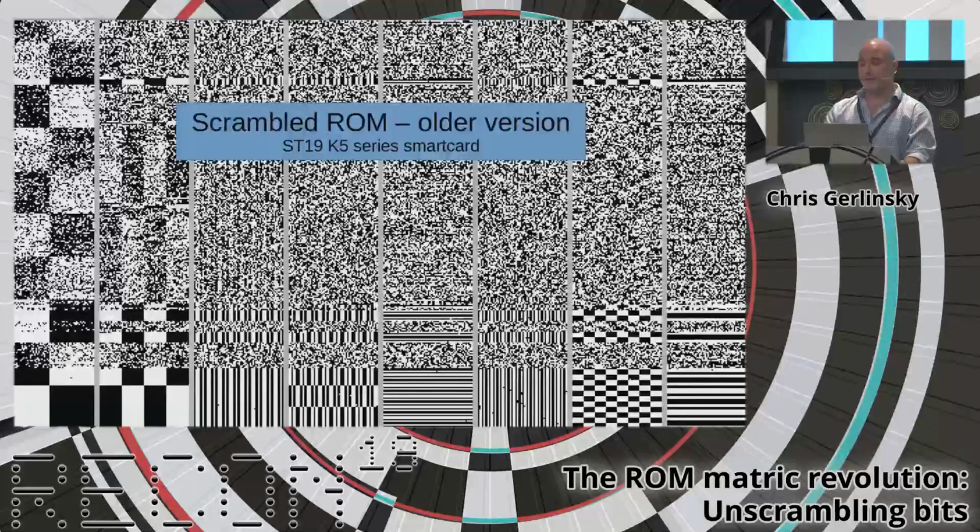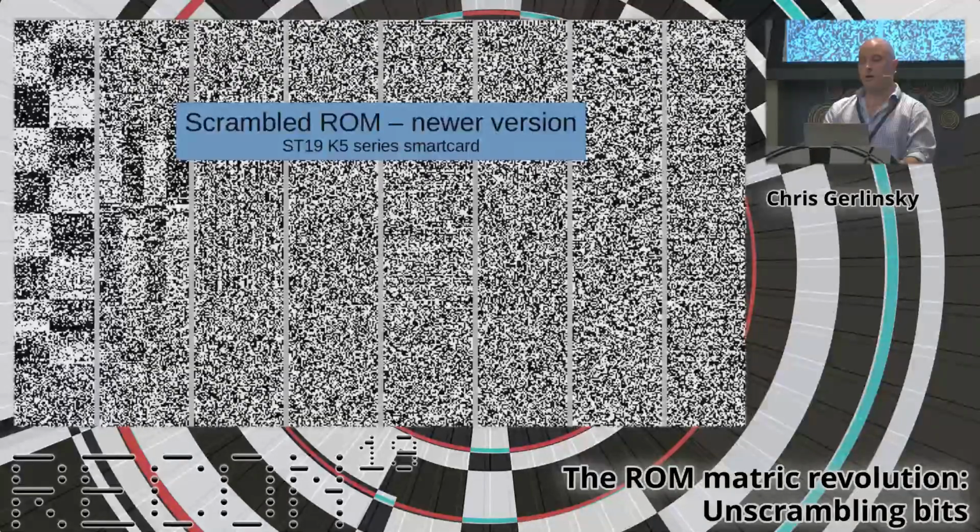There tends to be these sorts of visual patterns that'll show through, just because of the simplicity of the methods they're able to use for scrambling that, again, doesn't take any time for decryption and these sorts of issues. So that was an ST19K5.